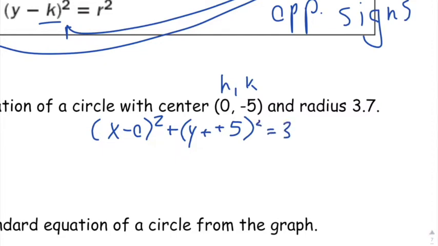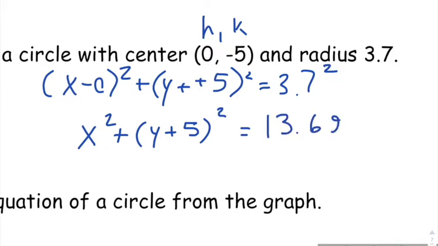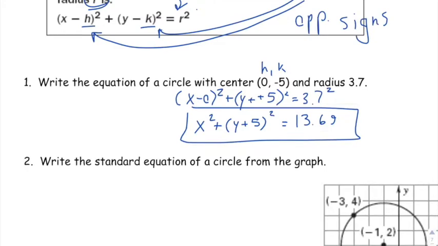Okay, the radius is 3.7, so I just need to do 3.7 squared. And then we'll clean that up. Now instead of writing x minus 0 squared, I'm just going to write x squared. You can put parentheses, I guess, if you want. Don't really need them. We do need parentheses around this y plus 5, though. And then 3.7 squared. Let me grab that real quick. Apparently 13.69. That would be an equation of a circle there. Okay, so you're just looking at your center, you're looking at your radius, and then you're writing an equation.